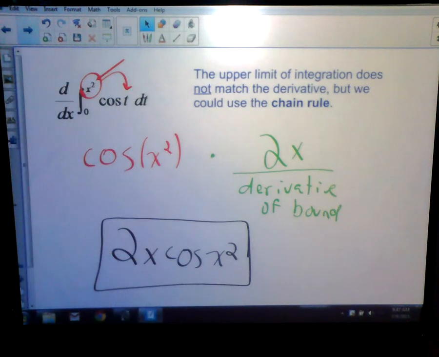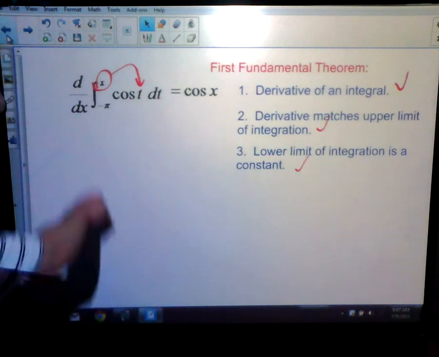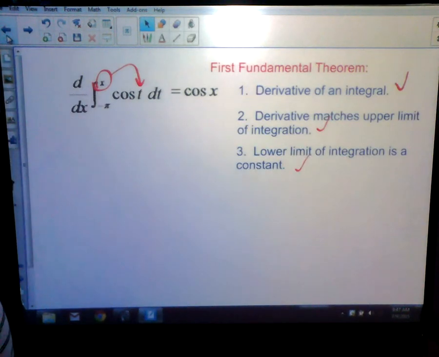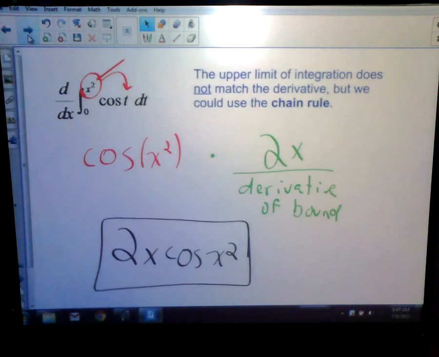Now, why didn't I do the derivative of the top bound in the last problem? Well, you did. What's the derivative of just the plain x? It's 1. It doesn't change the answer. So if what you're plugging in has a derivative, you have to include that.